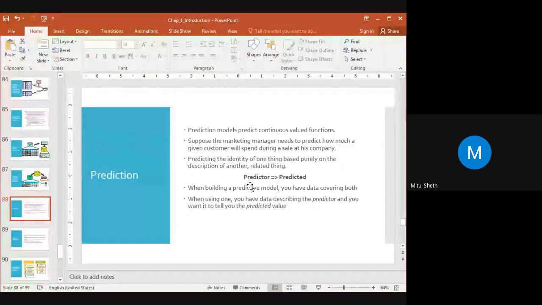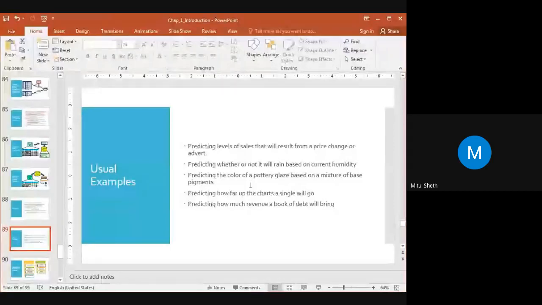The usual examples of prediction: if I want to find the price of a share, or how many units I can sell this year. Okay, so those are all examples of predicting.